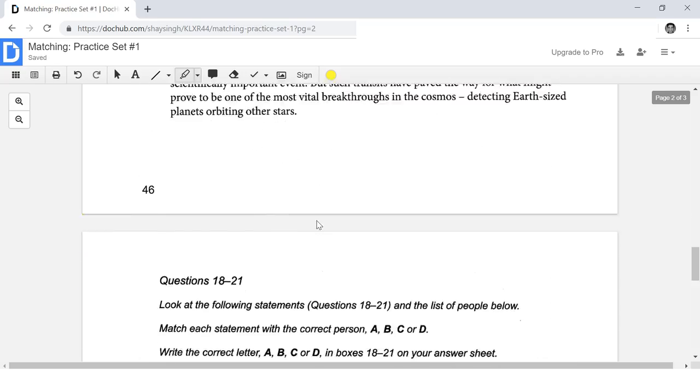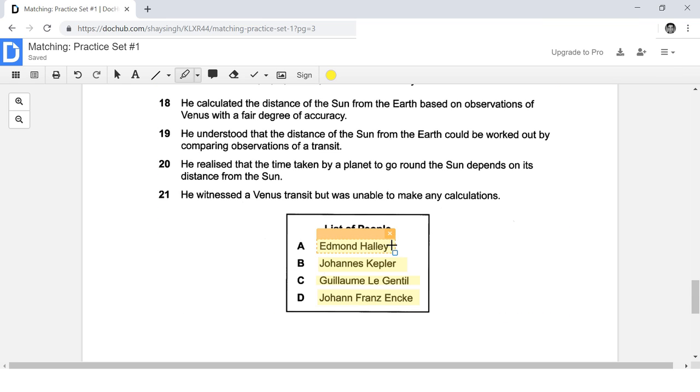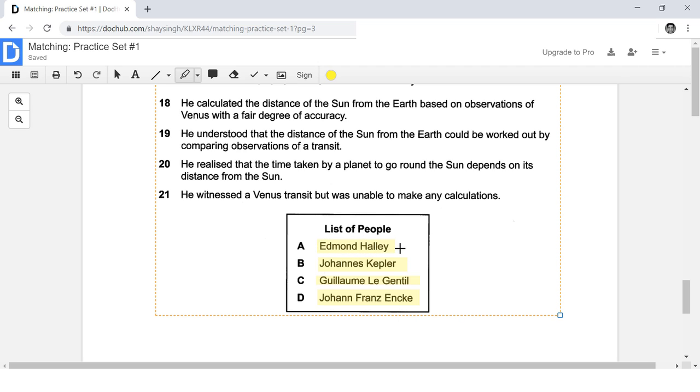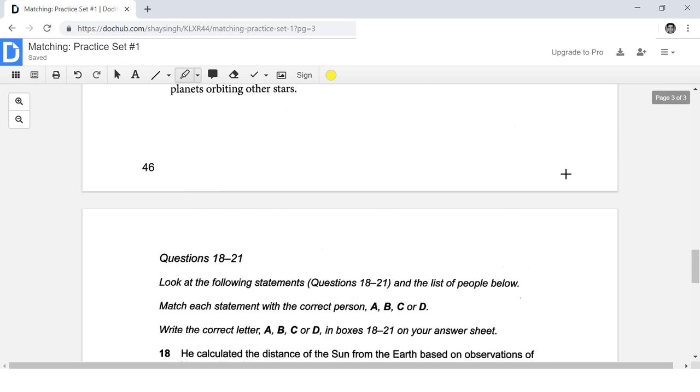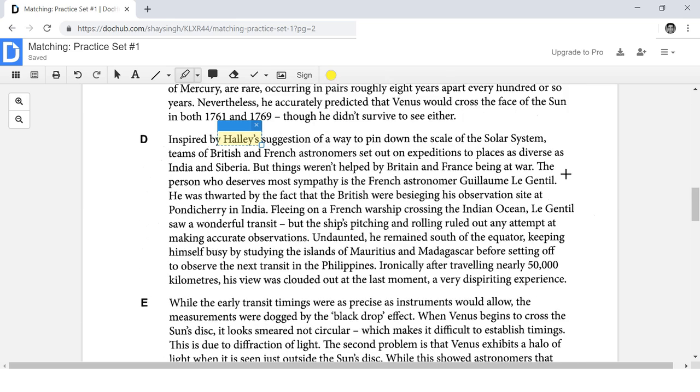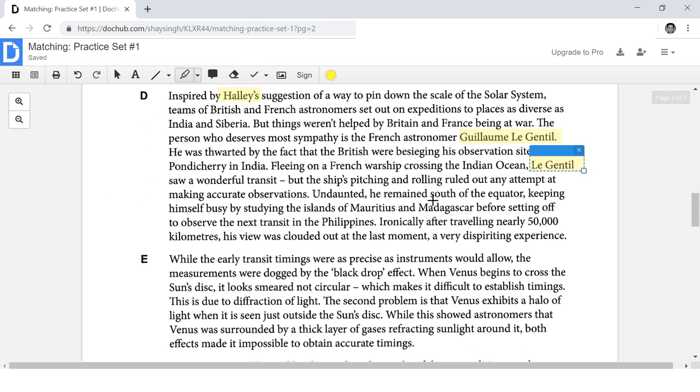So what I'm going to do, guys, is I'm not going to start off with Edmund Halley because it seems to me that this is going to be a little bit harder to find since the name appears several times. So what I'm going to do is I'm just going to move on to the other names. I'm going to start off by looking for more information on the keywords that only appear once or maybe twice, not too many times, not like the word Halley. So we're still scanning, and here I see the other name, Guillaume Le Gentil. And then here it appears again.